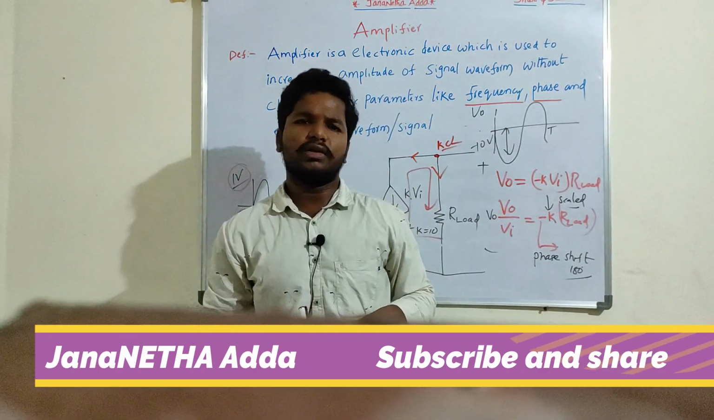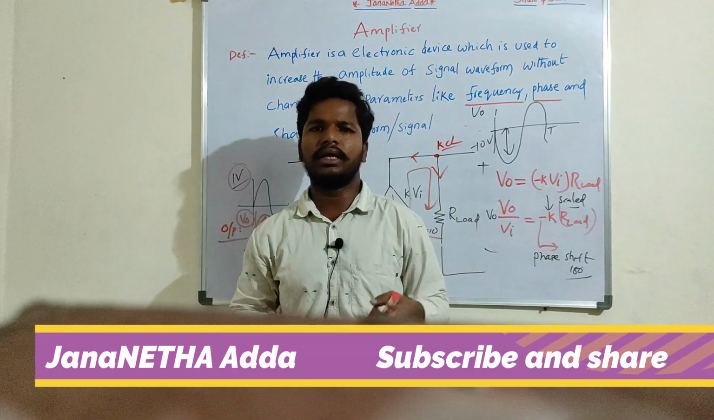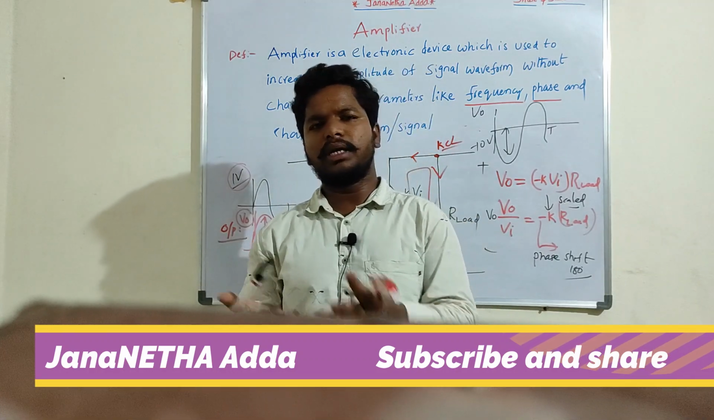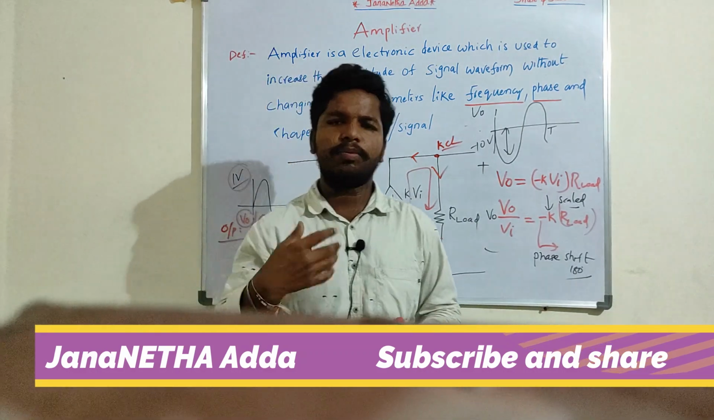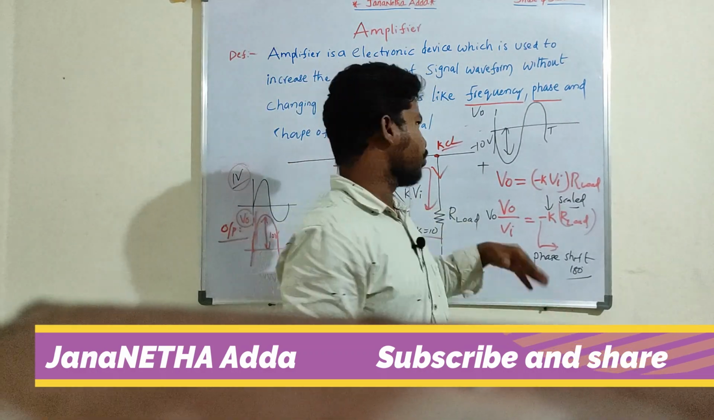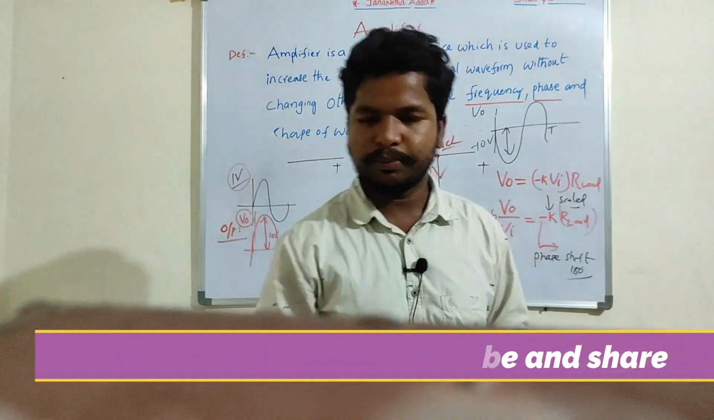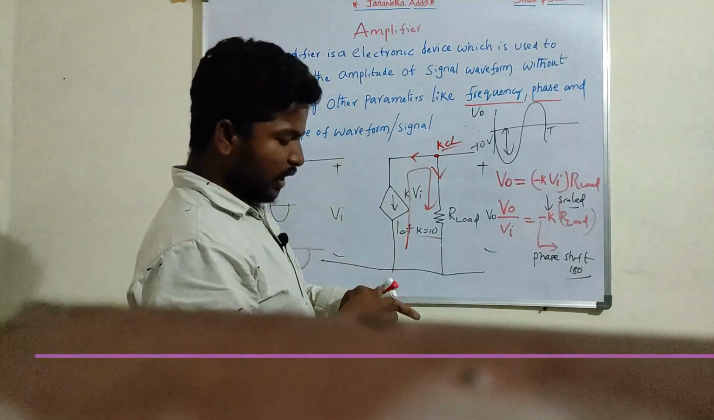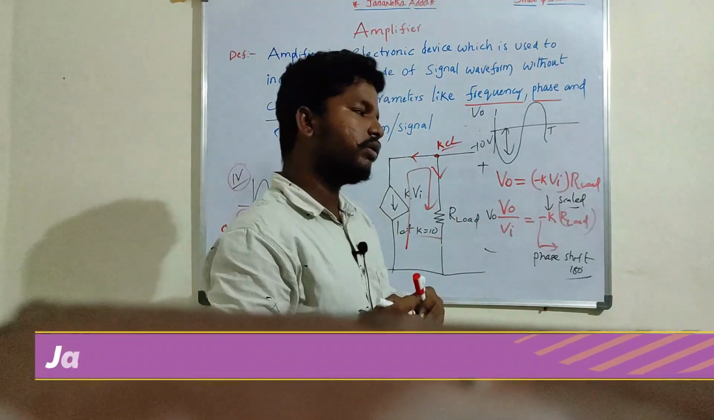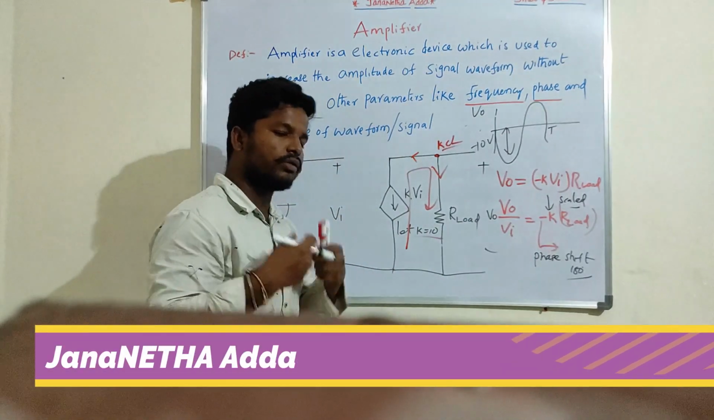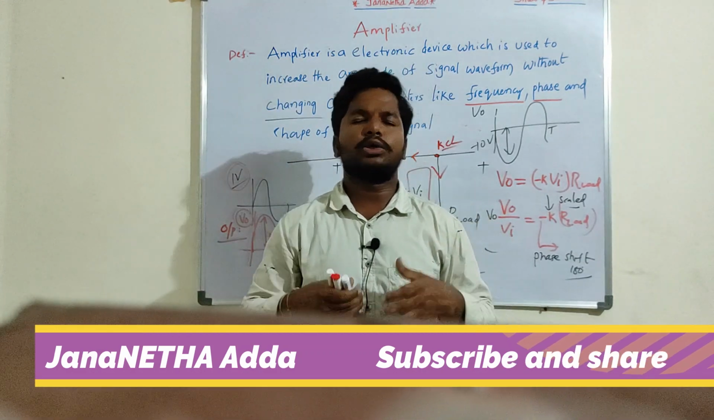Some amplifiers will provide a phase shift. The common emitter amplifier will provide a phase shift of 180 degrees, whereas the common base amplifier will not produce any phase shift. It is a property of the device. But because of the phase shift, we won't get any problems, because we don't have any consideration of the 180 degree phase shift. So even with a 180 degree phase shift, we will get a good waveform. This is what I wanted to discuss about the amplifier.